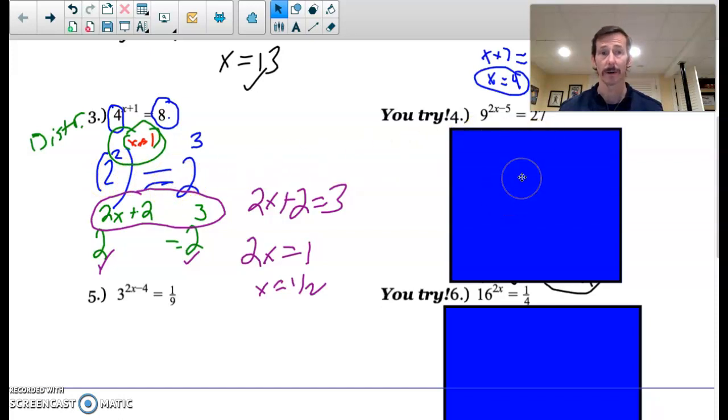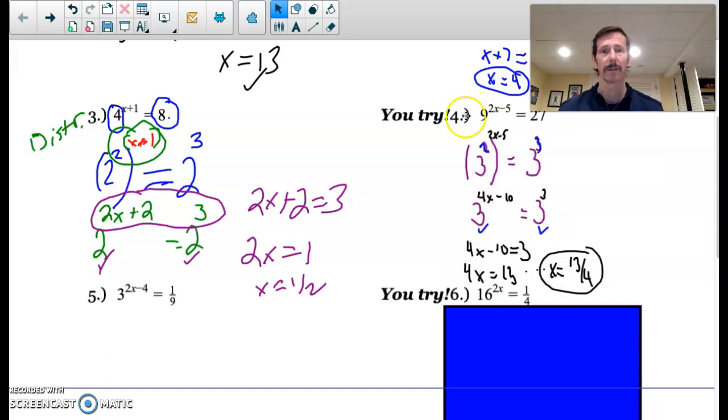Okay, video's unpaused. You should have gotten the base of 3. 9 is the same as 3 squared. 27 is the same as 3 cubed. And I have to keep this 2x minus 5 up there. And then again, the power to a power means this square here on the 3 can be multiplied by both of these. That's how I got 4x minus 10.